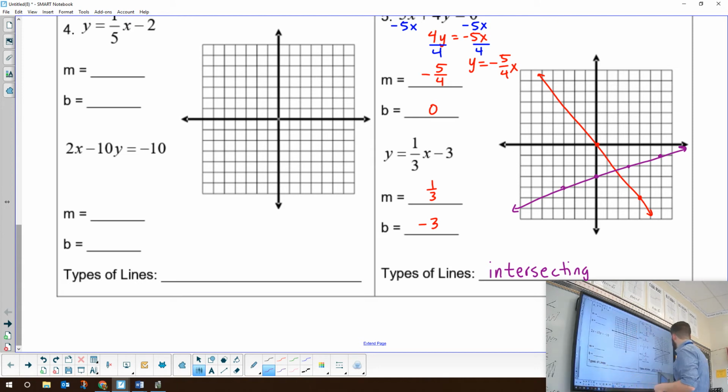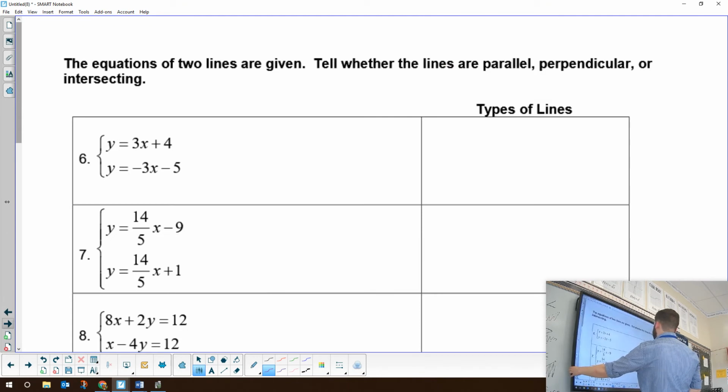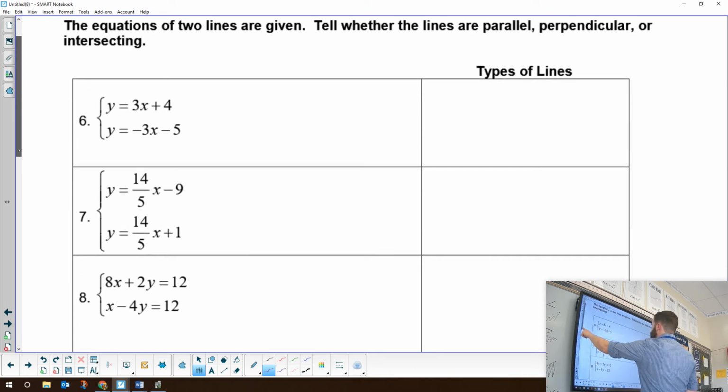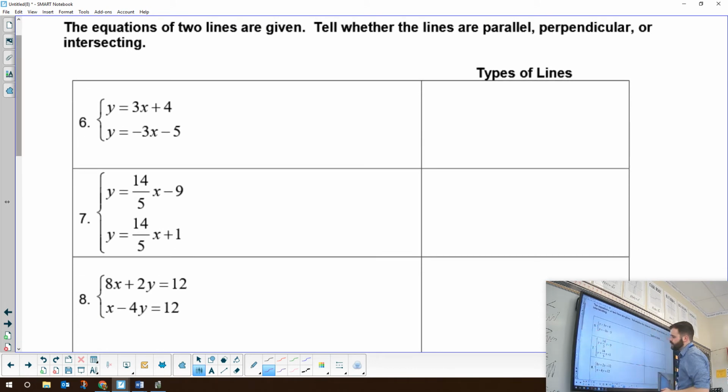All right, well in that case, let's turn the page. And we're going to be talking about these last few. So we're going to be looking at the equations of these lines given. For the first two, I don't have to solve. But on number 8, you're going to need to solve for y, just like I did on those last two problems. But let's take a look at number 7.